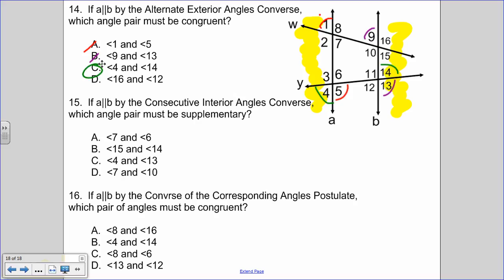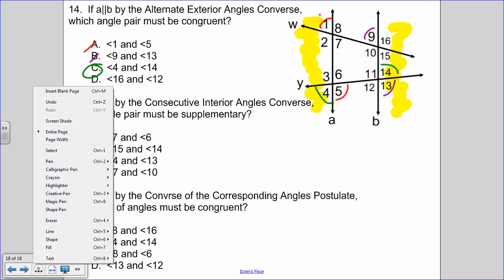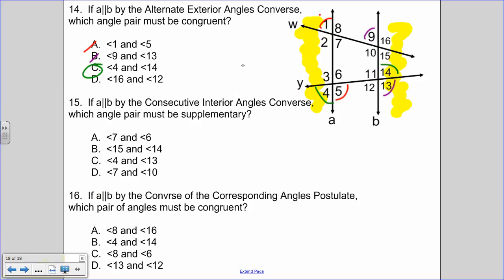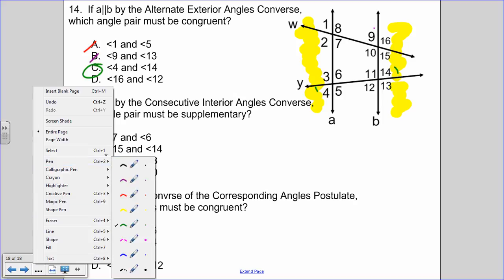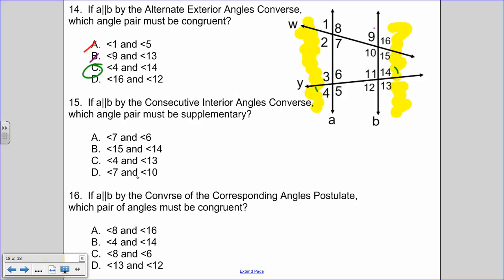Okay, let's erase the picture because the questions may not, or what I have colored will not apply at this time. The exterior region will still be the same, so I'll keep it yellow and highlight it for us. All right. Now in 15 it says, if A is parallel to B by the consecutive interior angles converse, which angle pair must be supplementary?